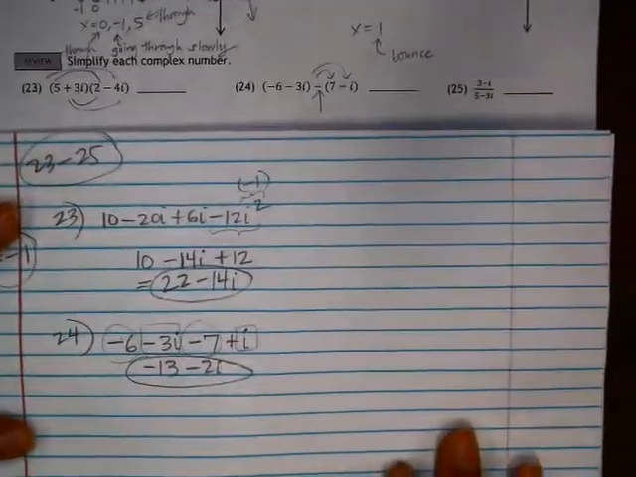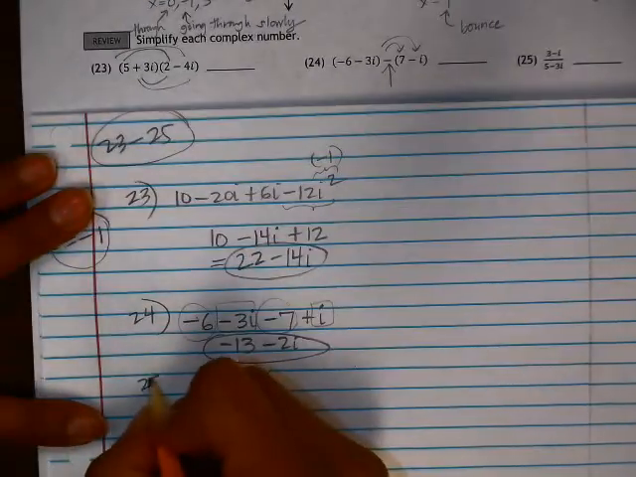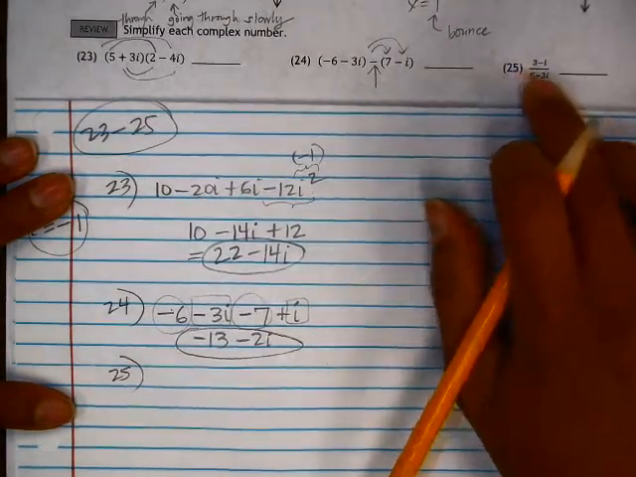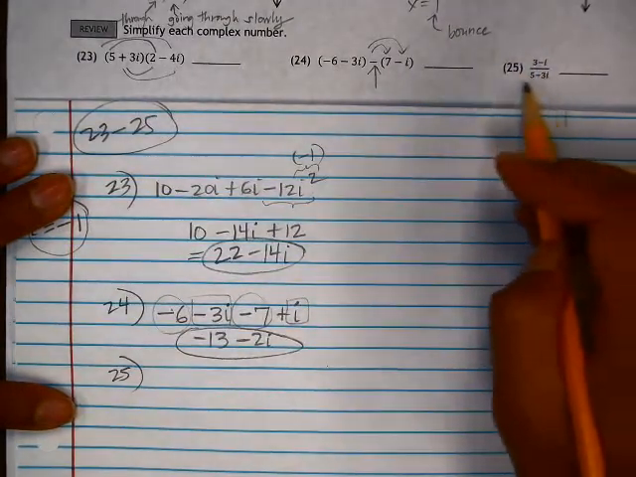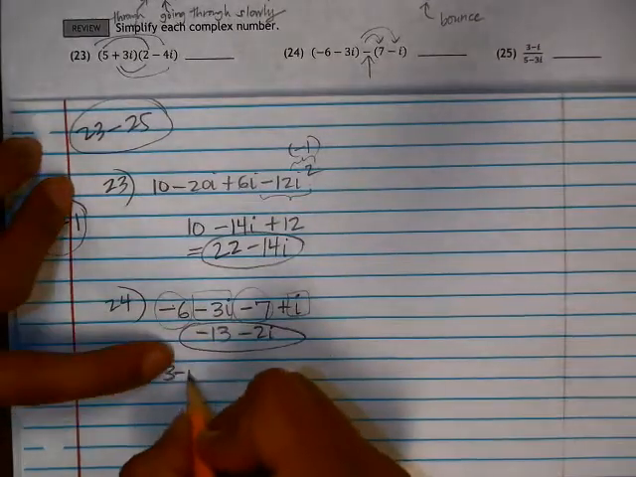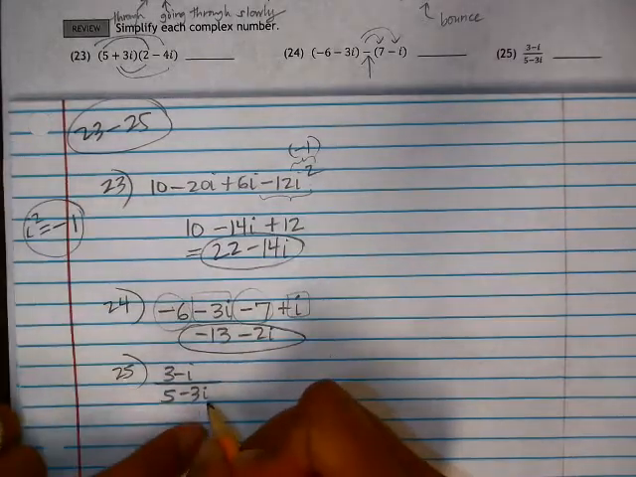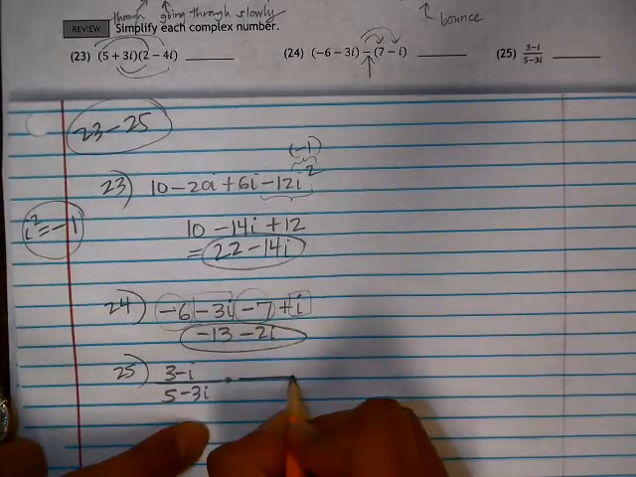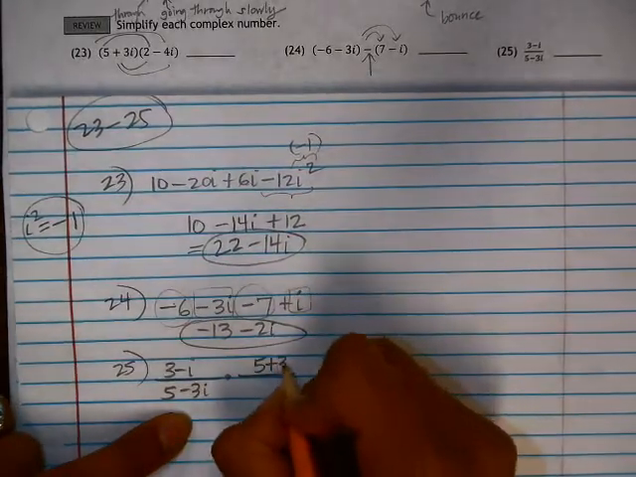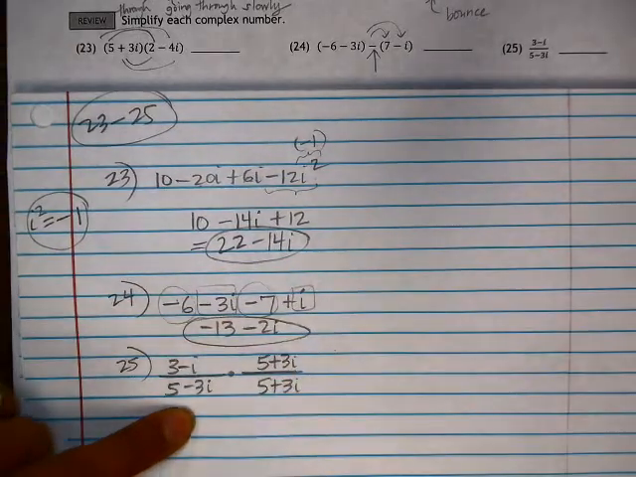And then lastly, number 25, we have division of complex numbers. So division, the goal here is to simplify this so that there is not a complex number or an imaginary part in the denominator. So we have 3 minus i over 5 minus 3i. In order to get rid of the imaginary part here, we need to multiply by what's called the conjugate of the denominator. The conjugate of 5 minus 3i is 5 plus 3i, multiplying that on the numerator and the denominator.